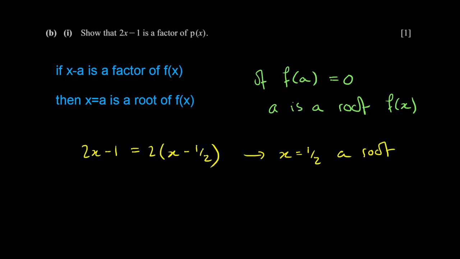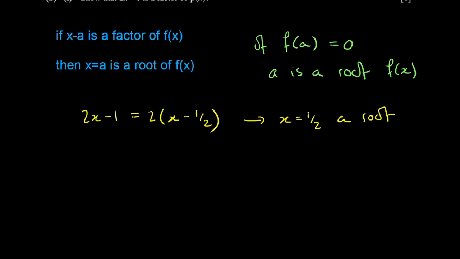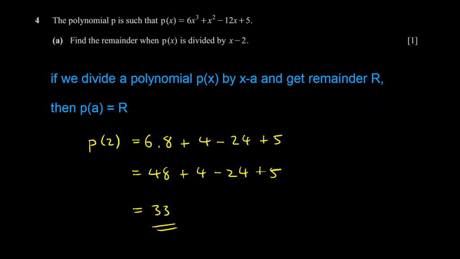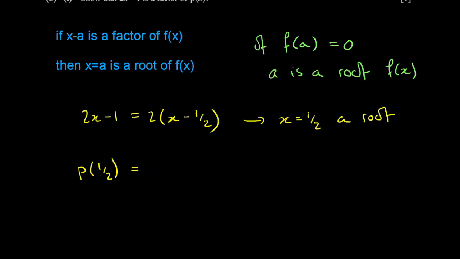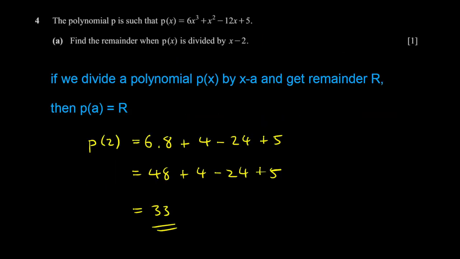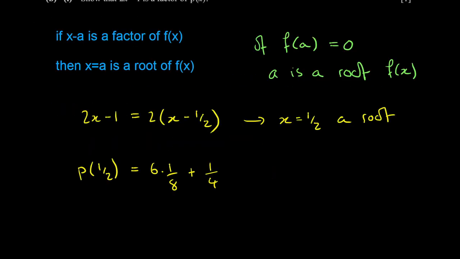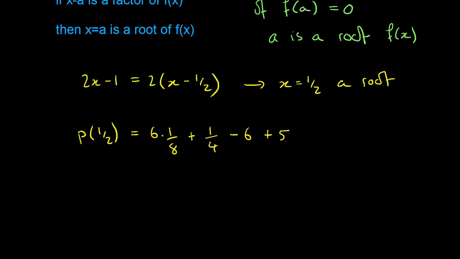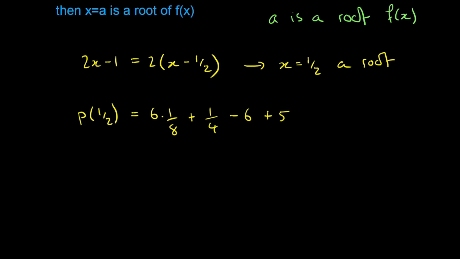And how can I show that x equals a half is a root? Well, I just got to substitute it in. I've got to find p of a half. So let me find out what the function was. It was 6x cubed plus x squared minus 12x plus 5. So we got 6 times a half cubed, which is an eighth, plus a half squared, which is a quarter, minus 12 times a half. So that's going to be minus 6, isn't it? Plus 5. Well, 6 upon 8 is 3/4. 3/4 plus a quarter is 1. So we've got 1 minus 6 plus 5, and that's equal to 0.